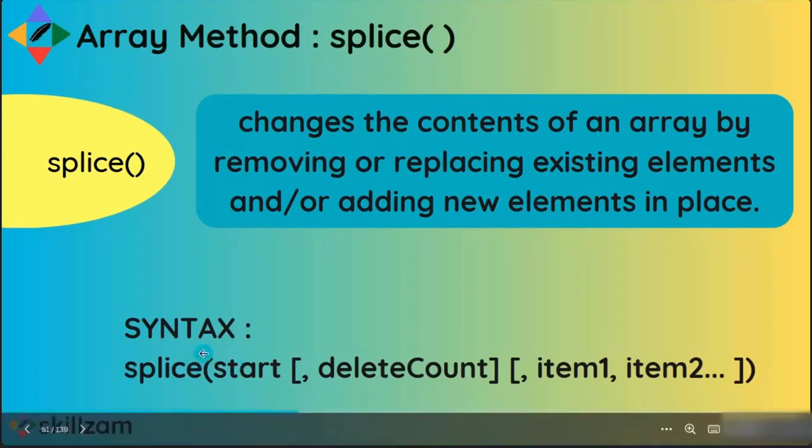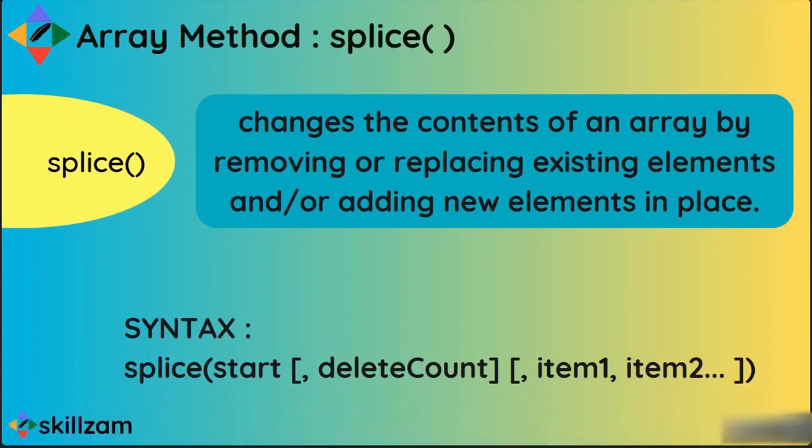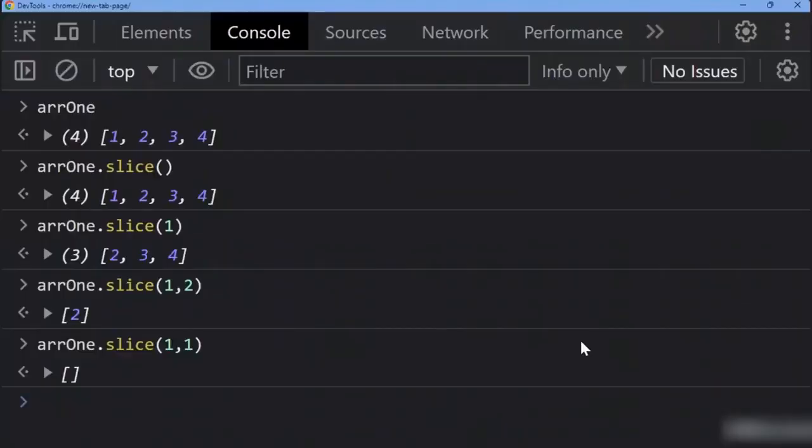But the syntax would be start, which is needed. Then you can give another parameter called delete count, how many you want to delete, and then the items, the number of items that you want to go ahead and add. All right, let's see that with an example. Let me clear that.